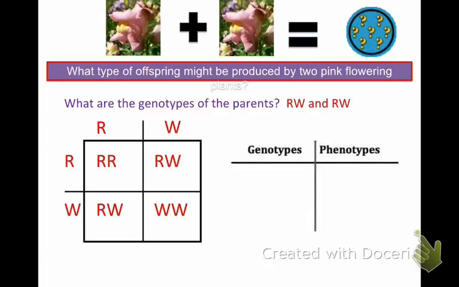Okay, so what are our genotypes? We have 1/4 RR. RR. 1/2, or 2/4, are going to be big R, big W. And how many are big W, big W? 1. Perfect. 1/4.